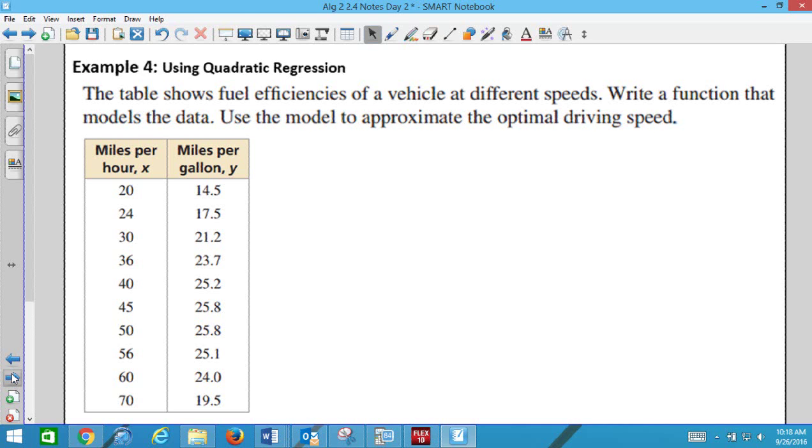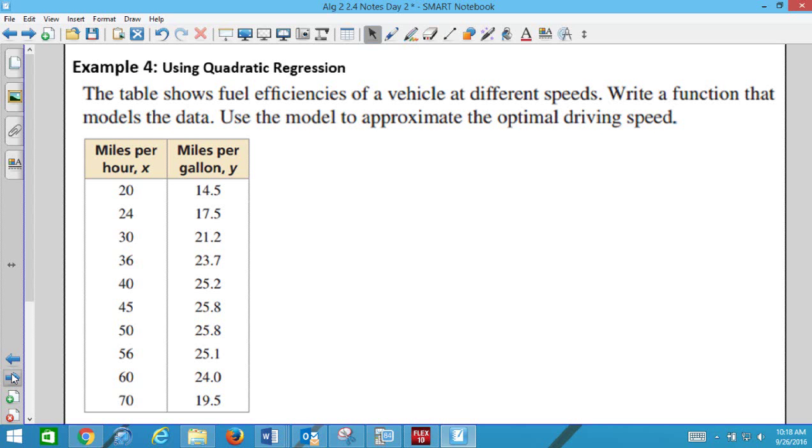This table shows fuel efficiencies of a vehicle at different speeds. Write a function that models the data. Use the model to approximate the optimal driving speed. So we certainly want to be able to drive and get the most miles per gallon, right? So this table is going to help us do that.